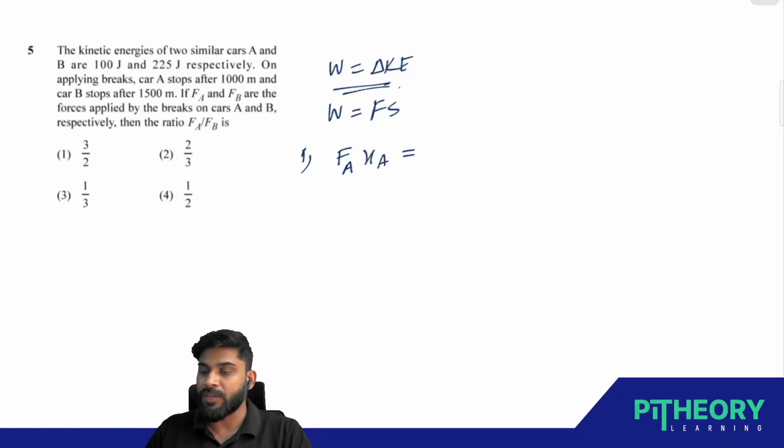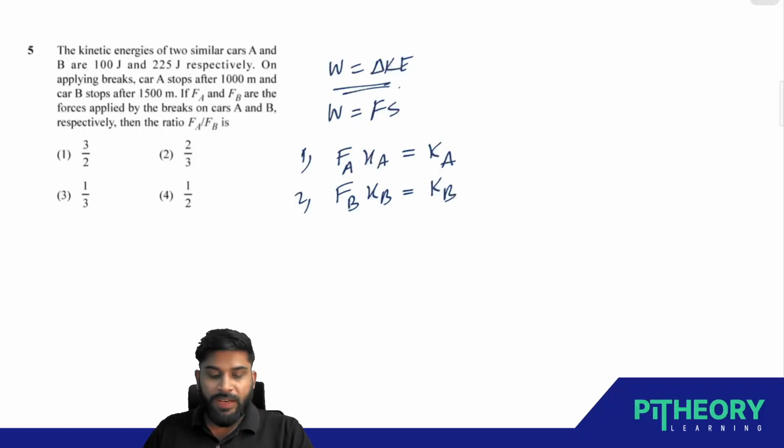You can write it as equal to the changing kinetic energy of car A. And in the second case, FB into XB, you can write it as equal to the initial kinetic energy of B, because zero minus this is what we are going to take. Like this, we can write.